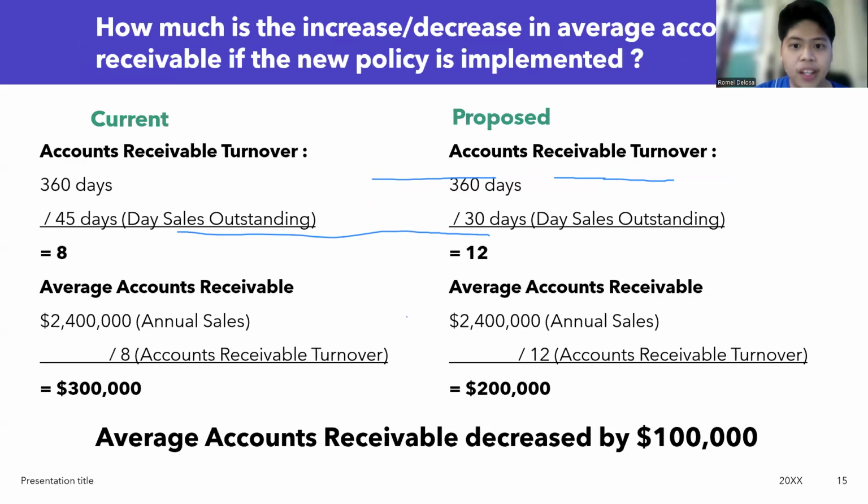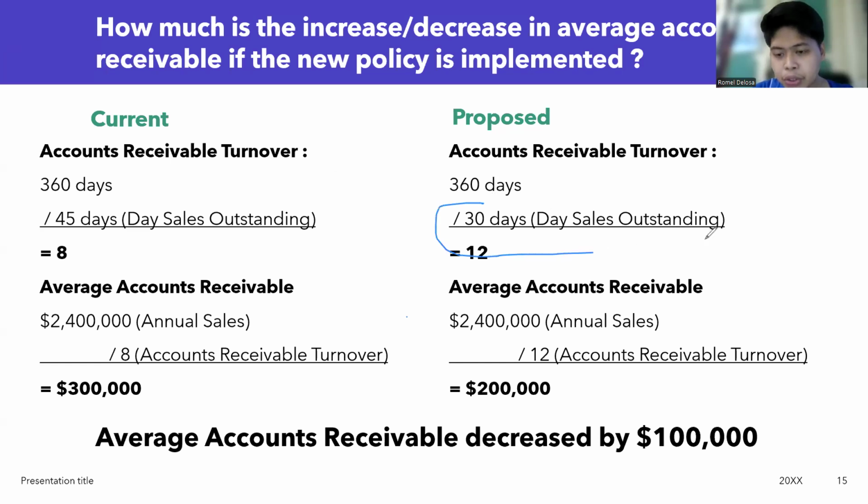So, what will happen? Okay. So, ang gagawin natin guys is, I want you to look at the proposed. Same thought process lang siya. Nag-iba lang yung day sales outstanding. Kasi nga, sa bagong policy, it's already 30 days. So what we will do is, 360 days divided by 30 days, which is the day sales outstanding on the proposed policy. Ano na yung AR turnover? The AR turnover is now 12.